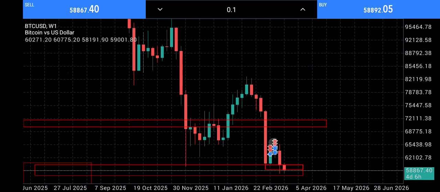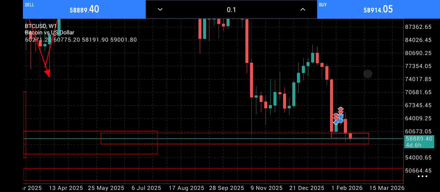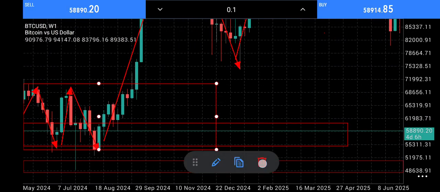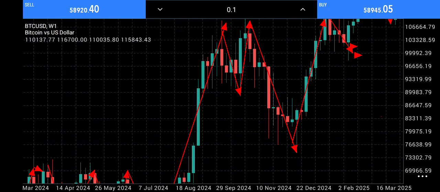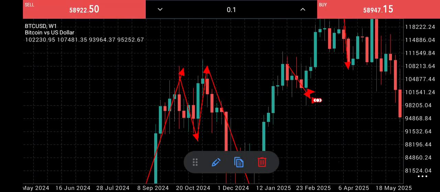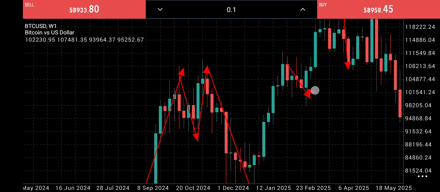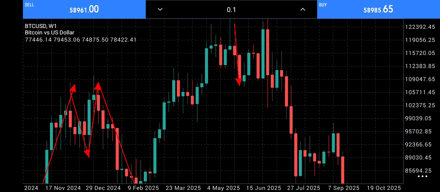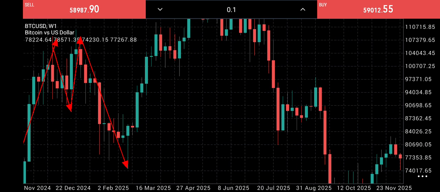How do you get to know the units that you are buying or selling? I'm clearing this chart so that we can have a very clean chart that looks understandable.